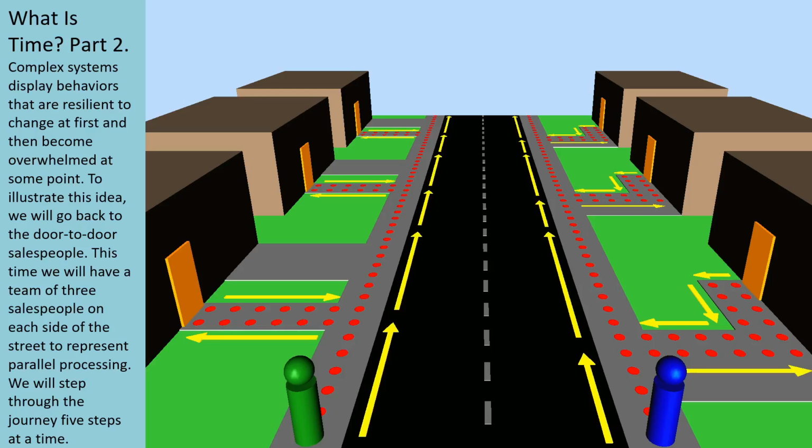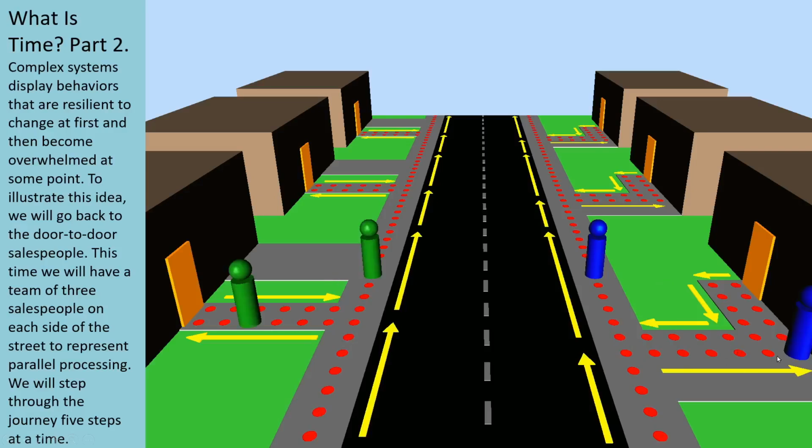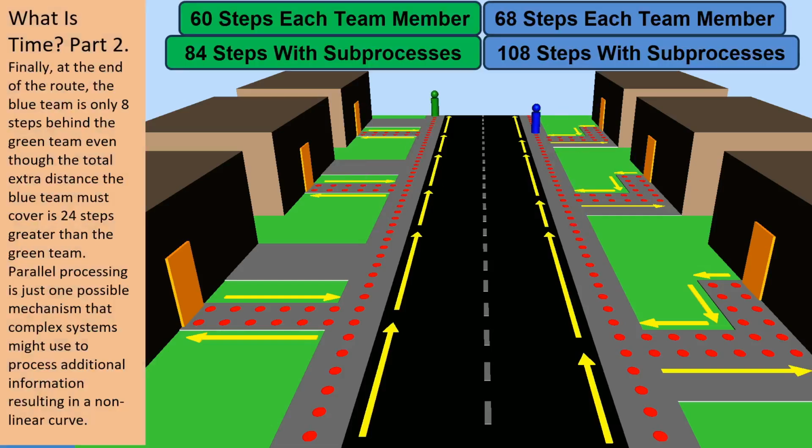And now we will step through the journey. We see that the teams are processing their side of the street, and then people are splitting off to do the little sub-processes. We keep going. We see the second set of people splitting off doing the sub-processes. And then the teams keep going, and then eventually they come back together at the very end. Finally, at the end of the route, the blue team is only 8 steps behind the green team, even though the total extra distance the blue team must cover is 24 steps greater than the green team.